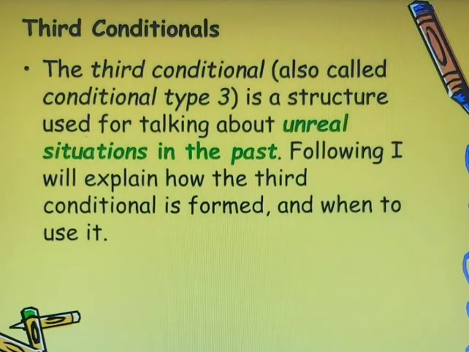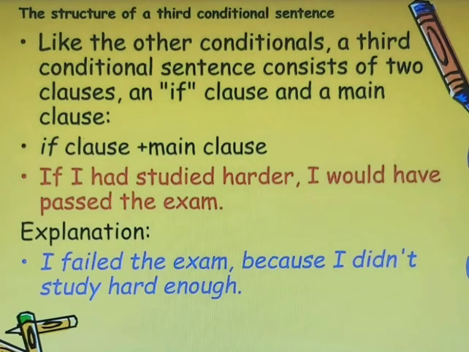Third conditionals. The third conditional is a structure used for talking about unreal situations in the past. Following, I will explain how the third conditional is formed and when to use it. The structure of a third conditional sentence. Like the other conditionals, a third conditional sentence consists of two clauses, an if clause and a main clause. The structure is if clause plus main clause.